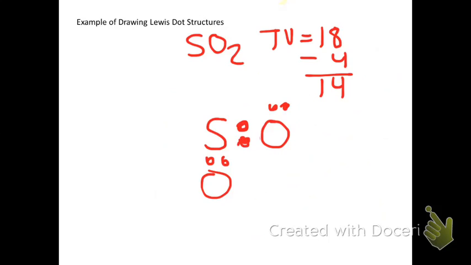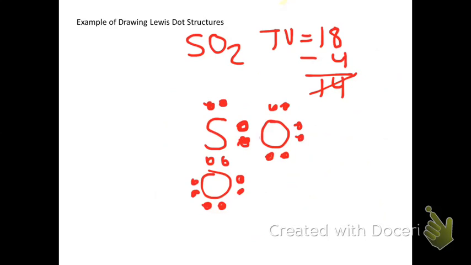So 2, 4, 6, 8, 10, and 12, and then 14 on the central atom, because we got to go one more. We got two electrons left over. Now we'll put them on the central atom.